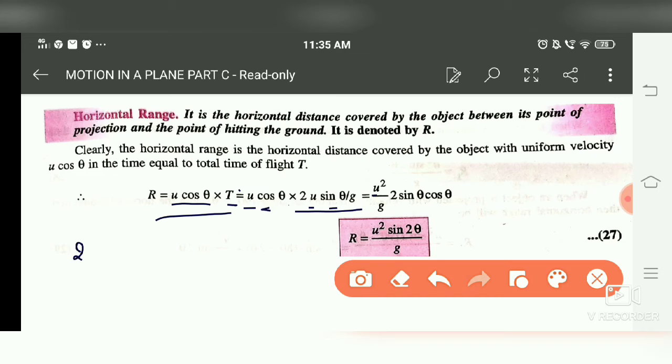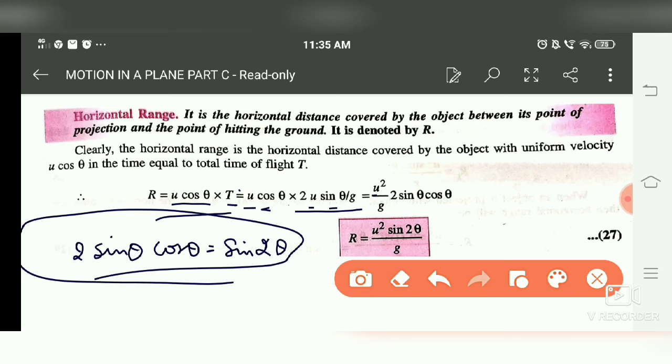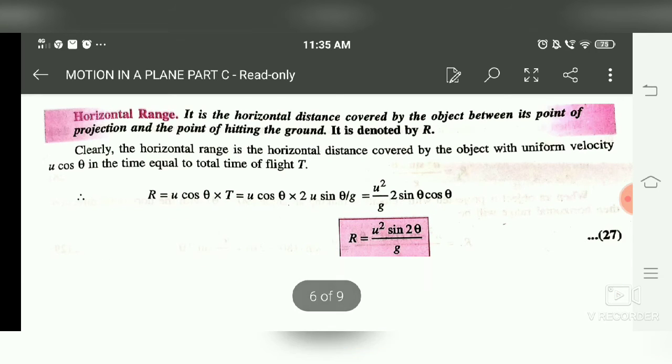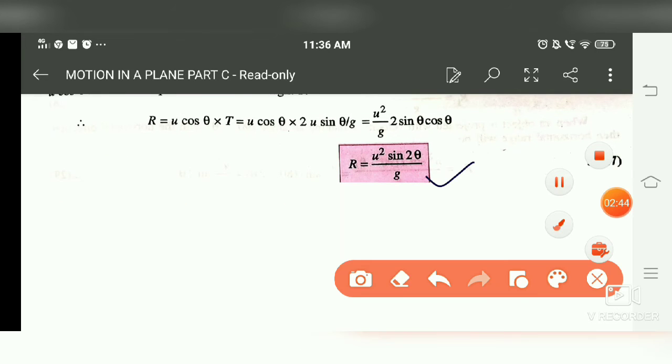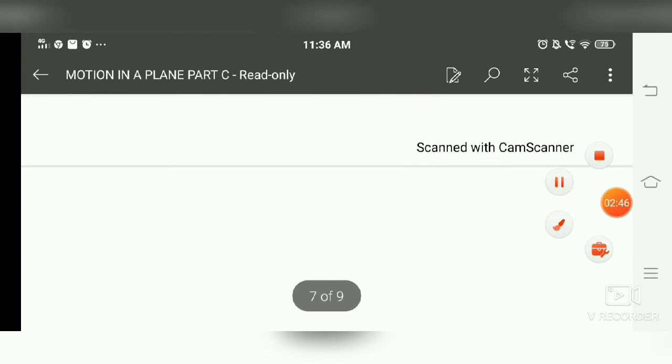By substituting the value, you will get u into u, that is u square, into 2 sin theta cos theta. There is a formula in trigonometry: 2 sin theta cos theta, I told you, is equals to sin 2 theta. Sin 2 theta, this is the formula. So you substitute, instead of this value you can write sin 2 theta. So range is u square sin 2 theta upon g.